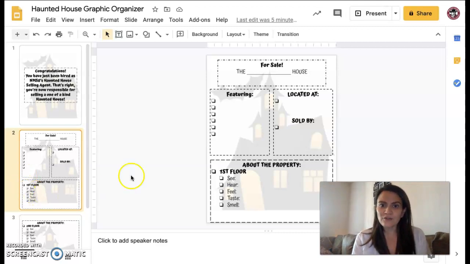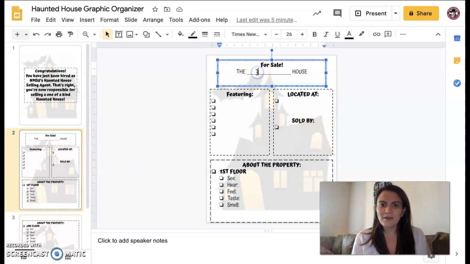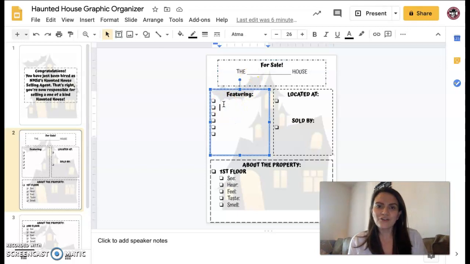First thing you're going to want to do is give your haunted house a name. You'll give it a name by typing into the box that you see on your screen. In this box over here, you're going to see featuring. Now, this box is for you to put some highlights, some things that are going to stand out to a buyer for your haunted house.